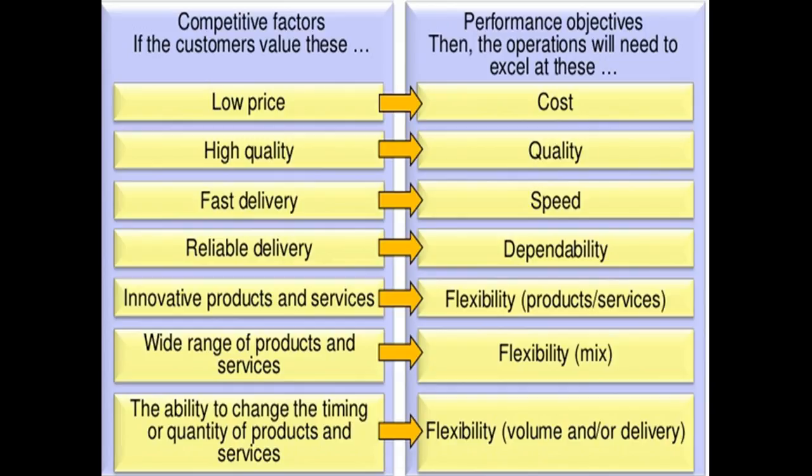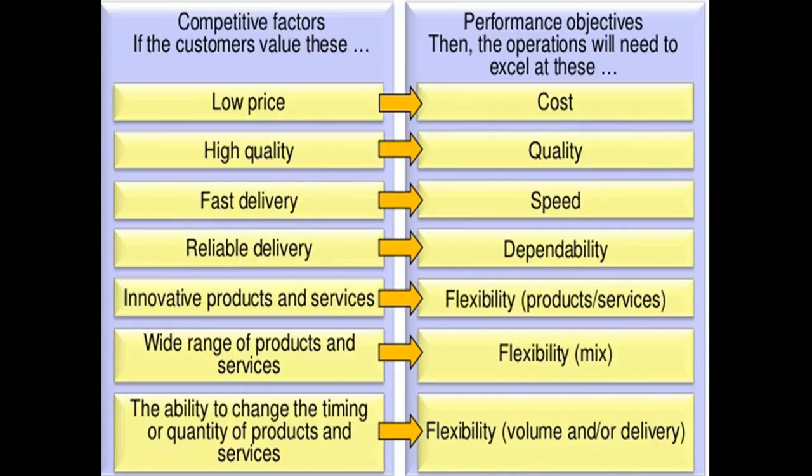So just pay attention. Low price, then operations will have to minimize the cost. High quality, then operations will have to improve the quality of the product. Fast delivery, operations will have to do things fast, speed. Reliable delivery, dependability. Innovative products and services, then you remember the example of Flextronics. They were not just low cost but also flexible. They can offer flexible products and services.